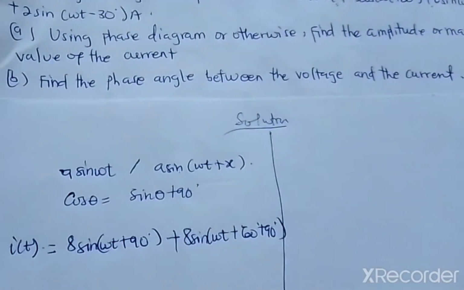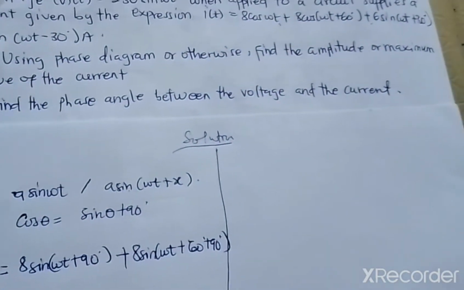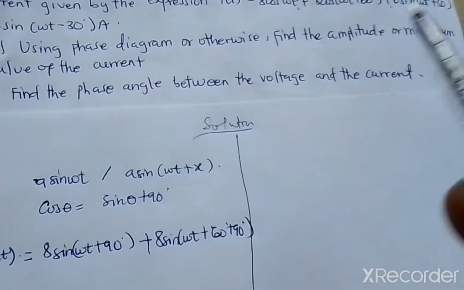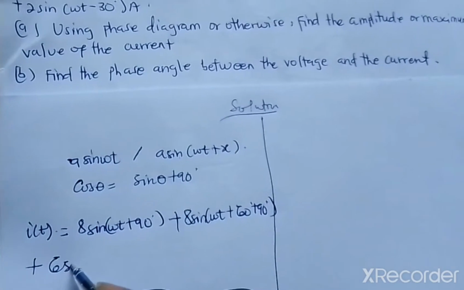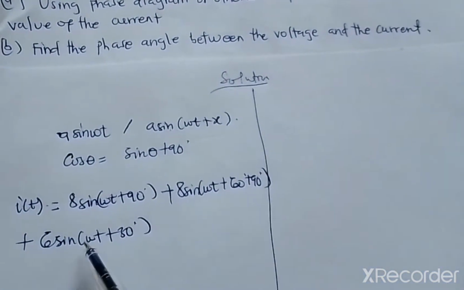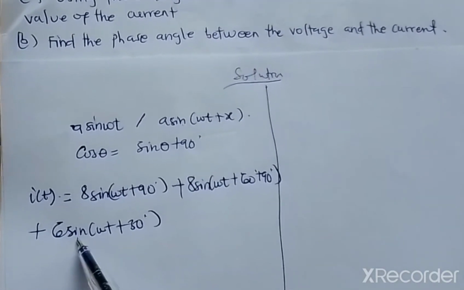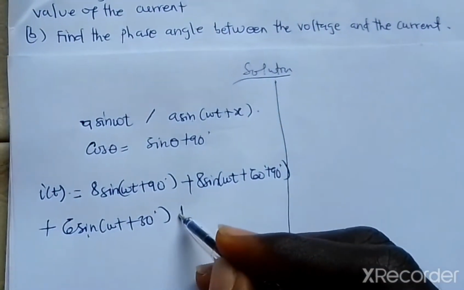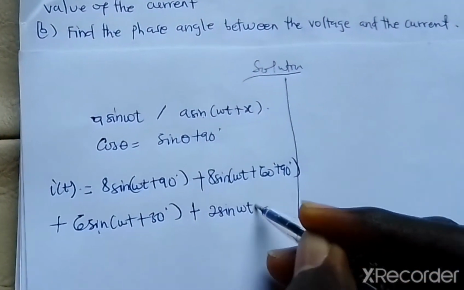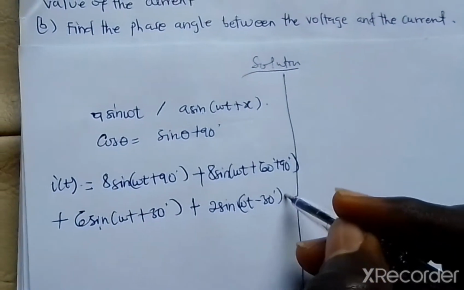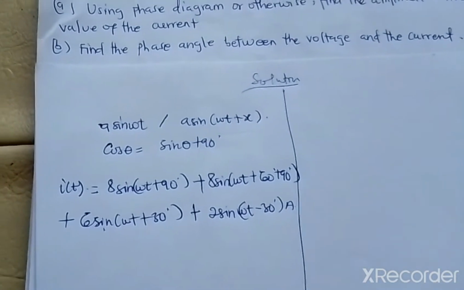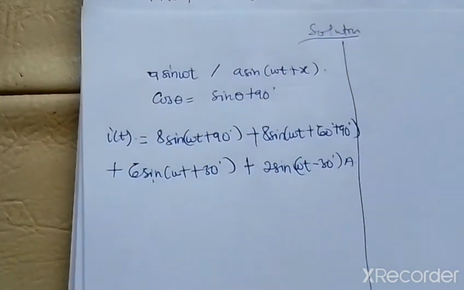Then we move to the third waveform, 6 sin(ωt + 30°). It remains the same since it's already in sine and in the standard form. Then plus the last one, which is 2 sin(ωt − 30°) amperes. So now all the components are in the standard sinusoidal waveform expression.